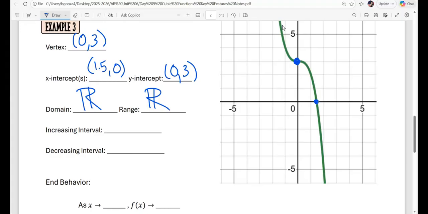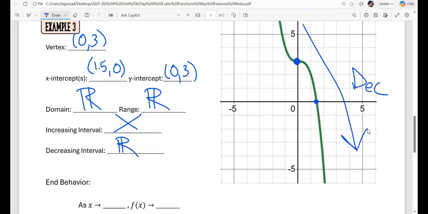Okay, increasing interval. So this you can just cross an X through it. If it's going down to the right, the decreasing interval is all real numbers because it's going down to the right. That's decreasing. So there is no increasing on this one.